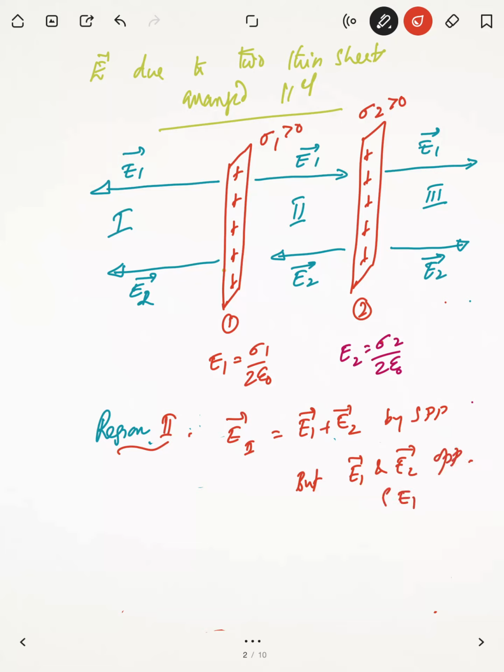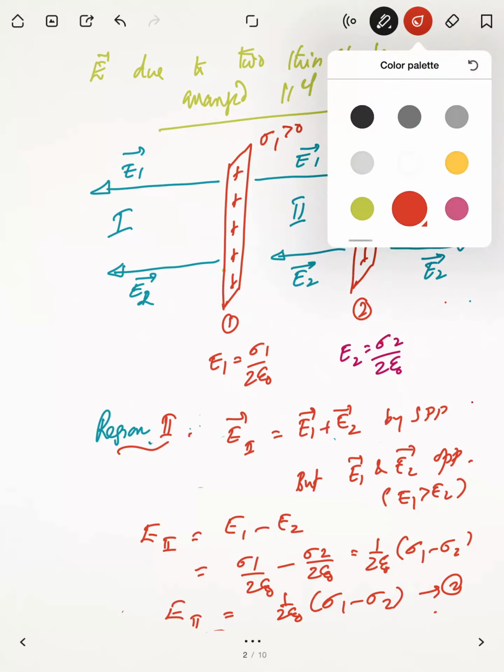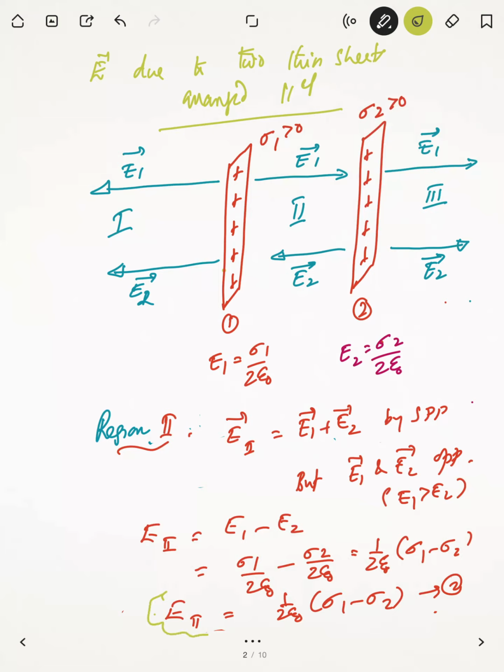And imagine that E1 is greater than E2. So E in the second region, they are opposite vectors, so you have to subtract E1 minus E2, provided E1 is greater. So this is sigma 1 by 2 epsilon 0 minus sigma 2 divided by 2 epsilon 0. 1 by 2 epsilon 0 can be taken outside, sigma 1 minus sigma 2. So electric field in the second region is given by 1 by 2 epsilon 0 sigma 1 minus sigma 2. This is equation number 2. This is the next equation you have to learn.